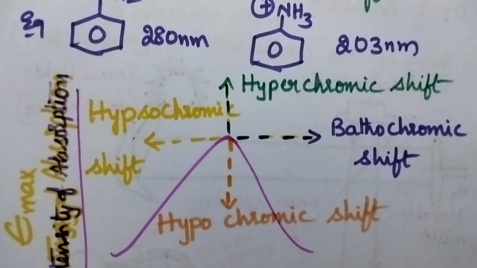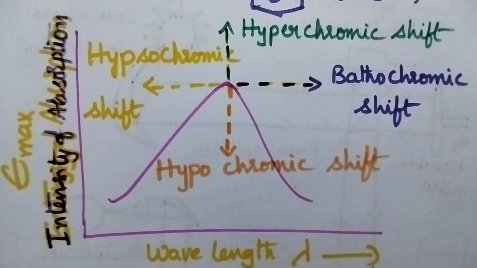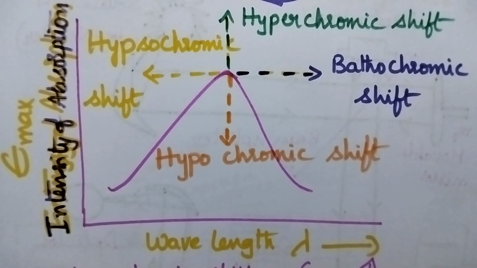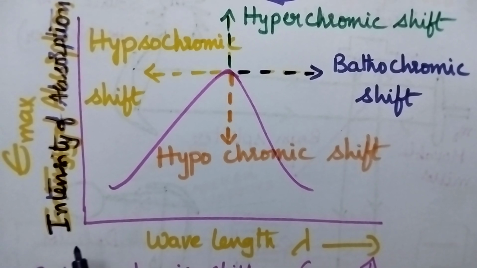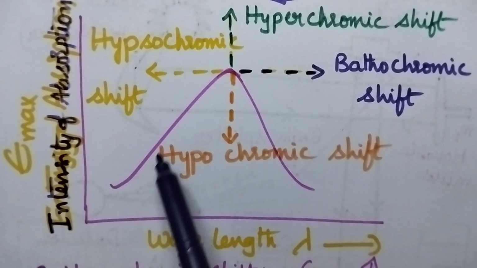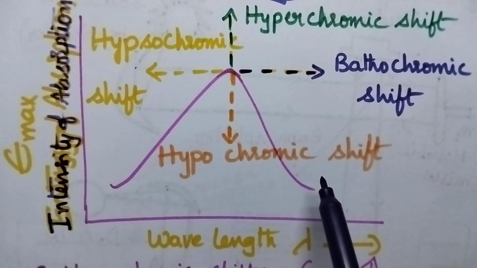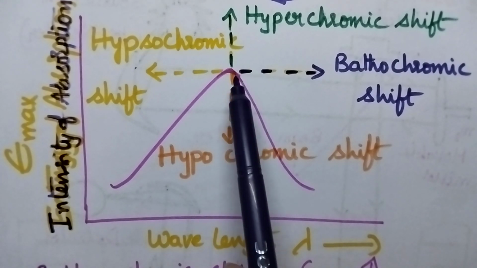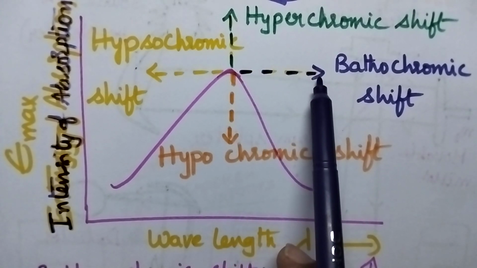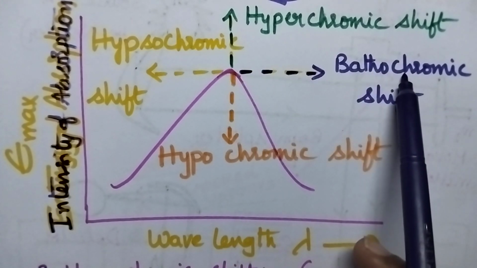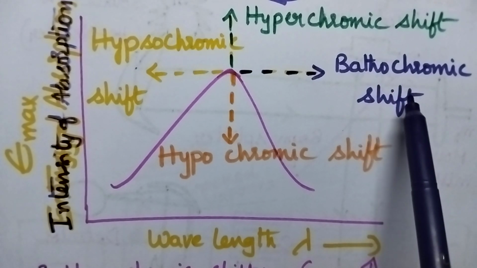In order to have a better understanding about the intensity shifts, always a graph will be drawn between wavelength and the intensity of absorption. So always in the UV region it yields a parabola. So bathochromic shift means always the wavelength will be shifted to longer wavelength region. So it is called as bathochromic shift or red shift.